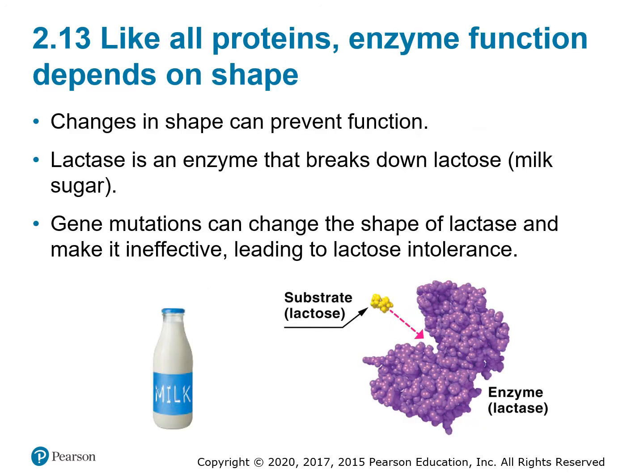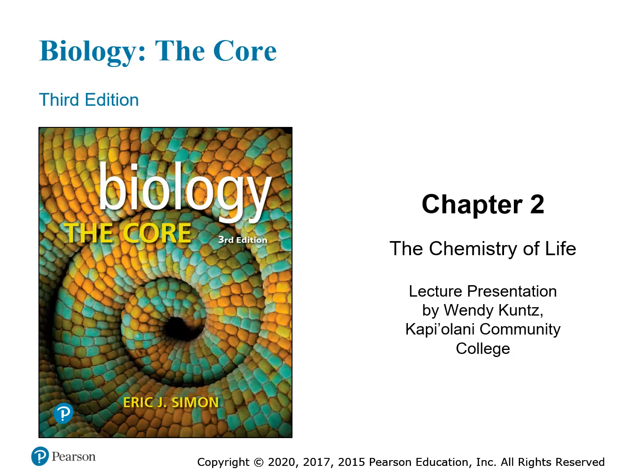Enzyme function really depends on shape, and changes in shape can really mess up an enzyme and keep it from working. Gene mutations can lead to a dysfunction in an enzyme, so can things like heat or toxins. Understanding a little bit of the basic chemistry of life will help you understand how cells function, which is what Chapter 3 of the core will take a deep dive into.